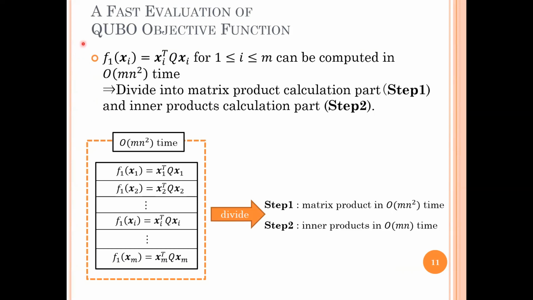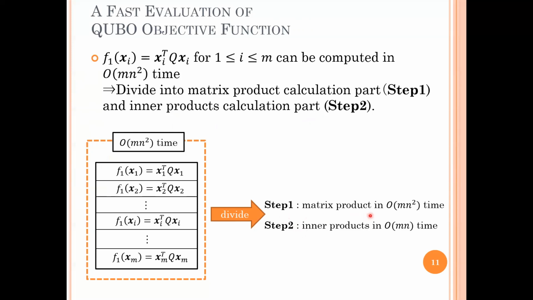Here, I'd like to propose the first evaluation of QUBO objective function. F1 functions can be computed in order m times n squared time. We divide the F1 functions into two parts. Step 1 is the matrix product calculation part, and step 2 is the inner product calculation part. Divide the computation of F1 functions in each thread into step 1 and step 2.